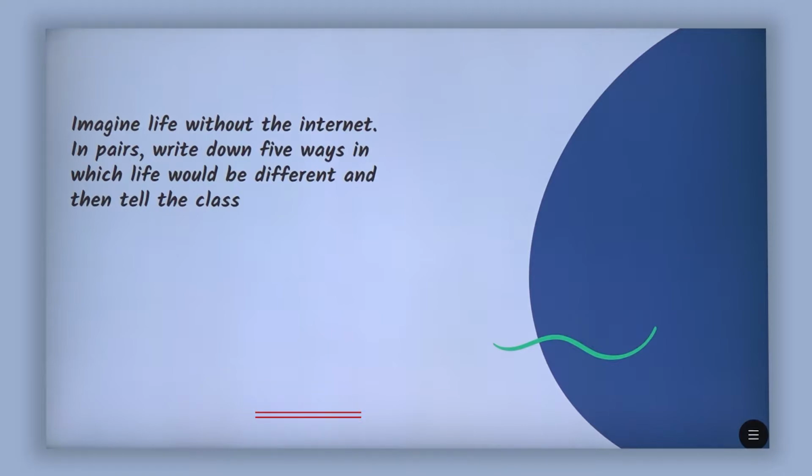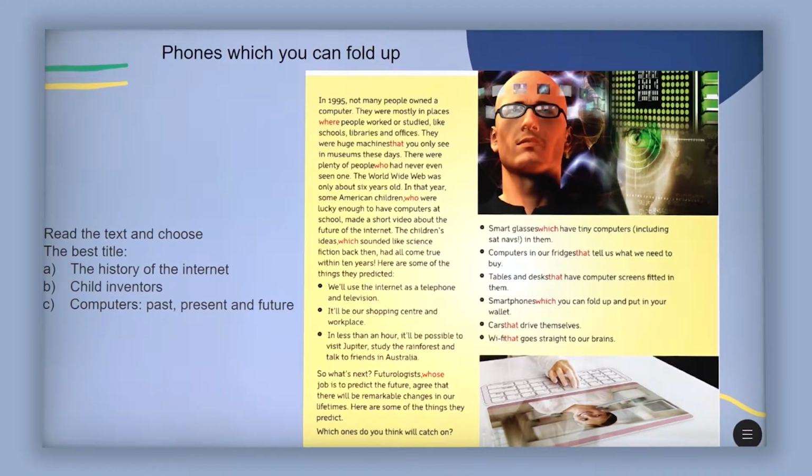Imagine life without the internet. In pairs, write down 5 ways in which life would be different and then tell the class. Phones which you can fold up.